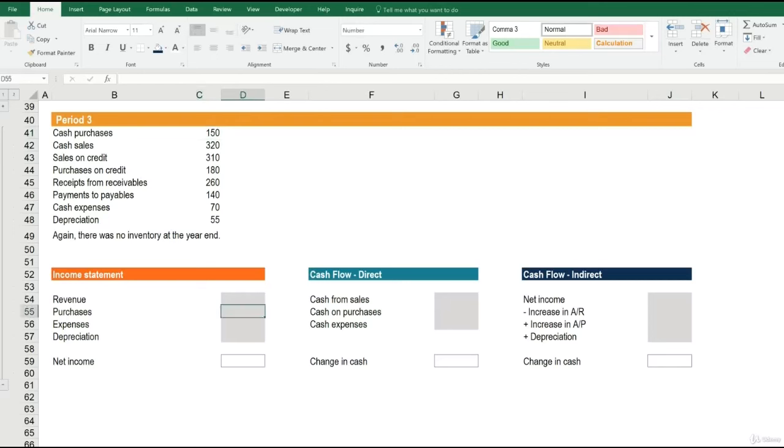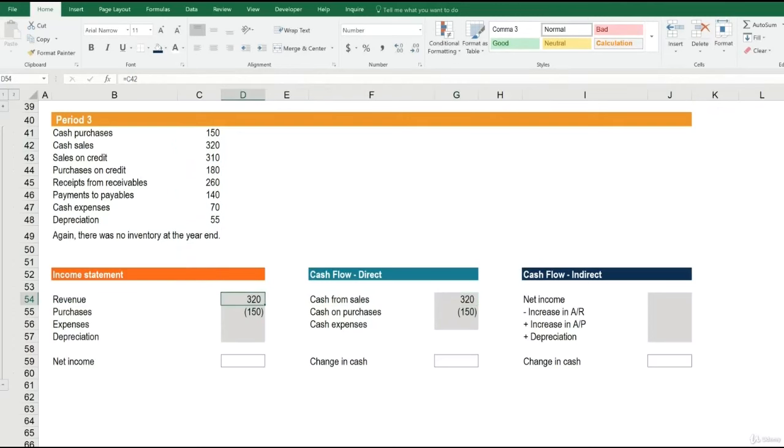First off, the company had cash purchases of 150, so we're going to take a negative 150 and put it on the income statement. We're also going to do the same thing on the cash flow statement. So we have negative 150 on each. Next, the company has cash sales of 320, which we record as revenue on the income statement, and which we record as cash from sales on the direct cash flow statement.